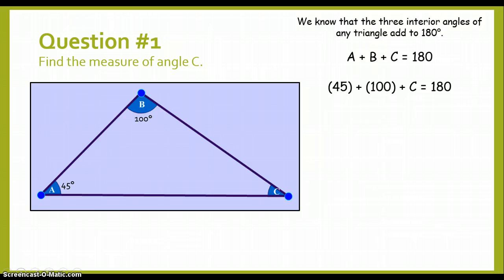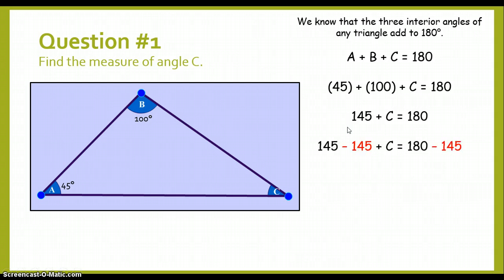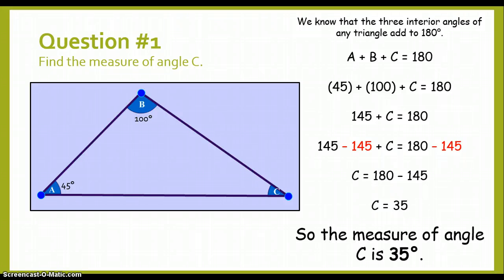So we just plug in the two angles we know, 45 degrees, which is A, and 100 degrees, which is B. So then we add them together. 45 plus 100 is 145. So we've simplified the equation so far. And then we subtract 145 from both sides. So we're left with C equals 180 minus 145, which is 35. So we know that the measure of angle C is 35 degrees.